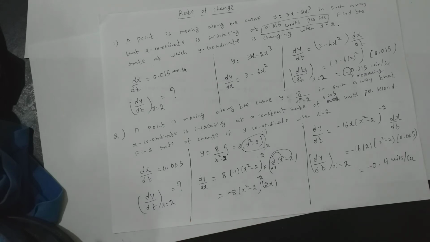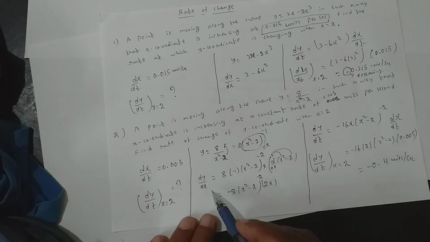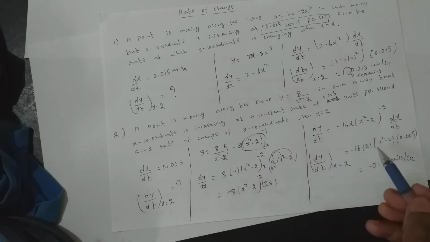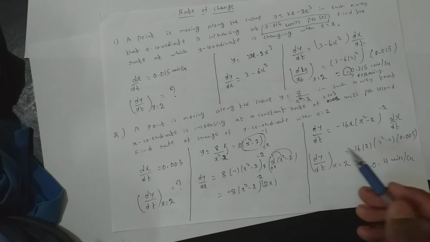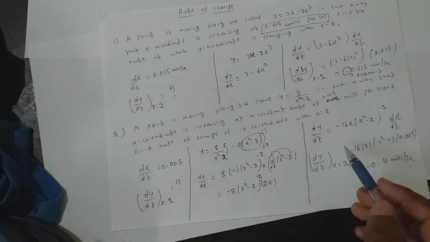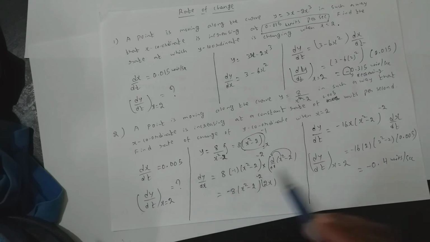Clear how to do rate of change sums? Find out dy by dx, then you write dy by dt. It's easy in that way. If you directly try to write this, I think you will make a mistake at some point. So do this separately, then you do it. No chance of any mistake occurring.